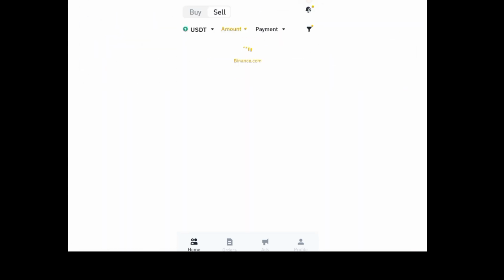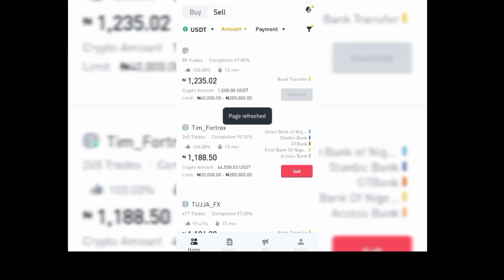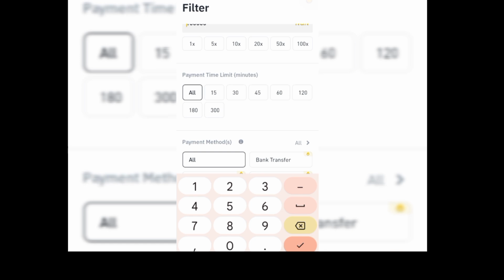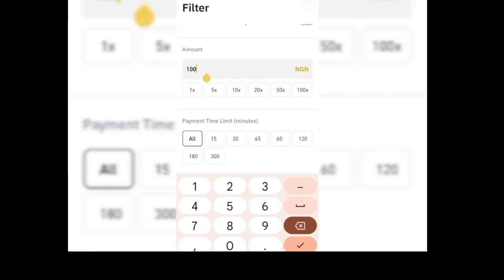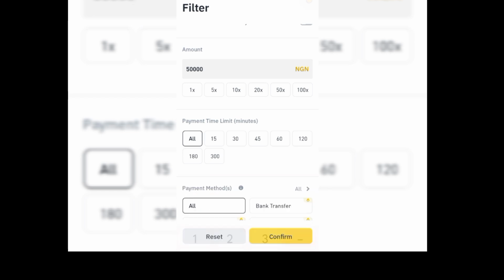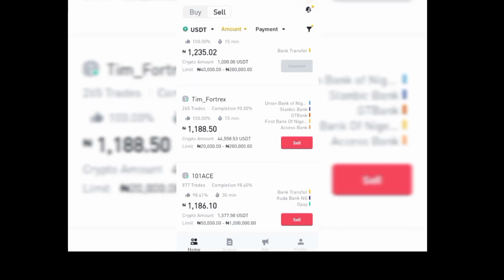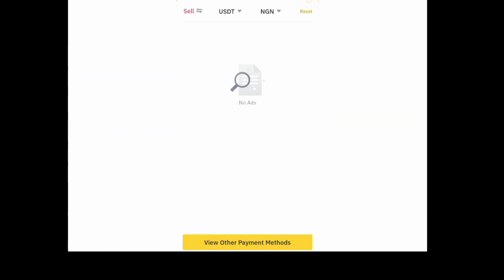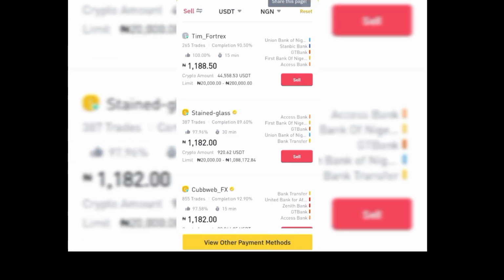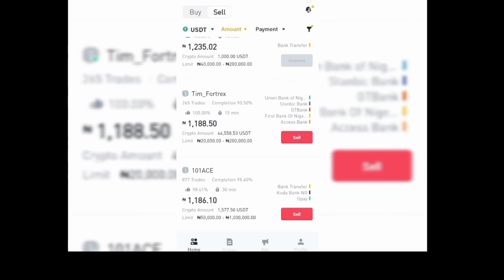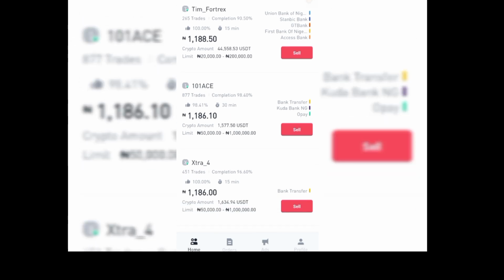So the next thing to do is click on sell. When you click on sell, you are going to sell it to them. But at times you might not have the bank they put there. So I want to use OPay. The first one didn't put OPay there, so I cannot choose that person, because I want to get my money in my OPay bank account. The second one has OPay, bank transfer, Kuda Bank, and OPay. If you see somebody putting bank transfer, you can still use OPay, even if they did not put OPay there. When you see bank transfer, it means the person can transfer to any bank in Nigeria.